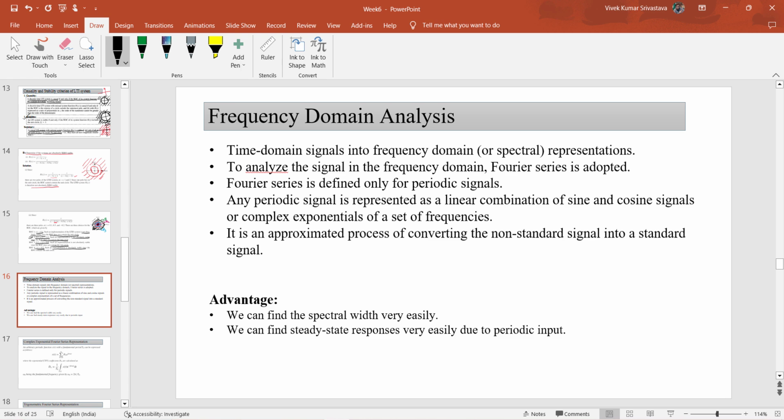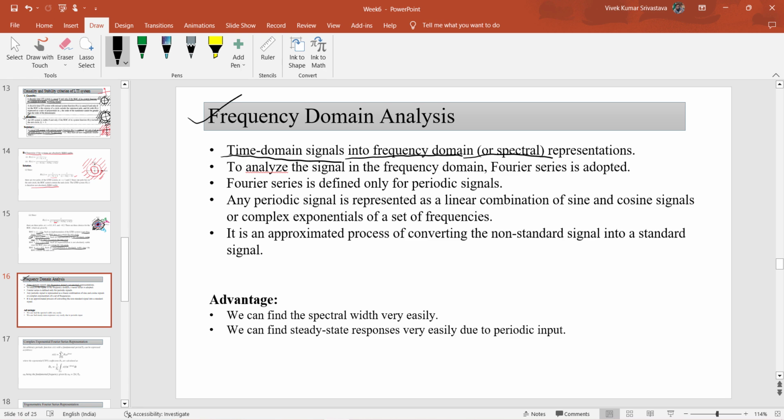Okay, so up to now we have seen how to analyze the discrete time signal. There are other methods that we can adopt, that is frequency domain analysis. Instead of analyzing the signals or system in the time domain, we are basically using the frequency domain, which is sometimes also called spectral analysis.